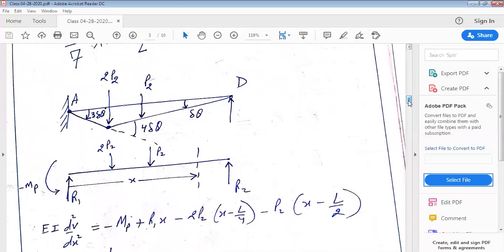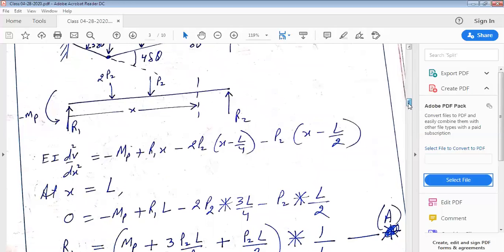Now, here we have the free body diagram of the beam again, where the vertical reaction at the left end is capital R1 and the vertical reaction at the right end is capital R2. Let us apply the deflection equation on a section which is at a distance of x from the leftmost end. We get EI d square v by dx square equal to minus Mp plus R1x minus 2P2 bracket start x minus L by 4 bracket close minus P2 bracket start x minus L by 2 bracket close.